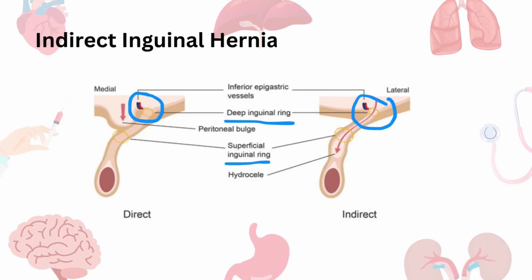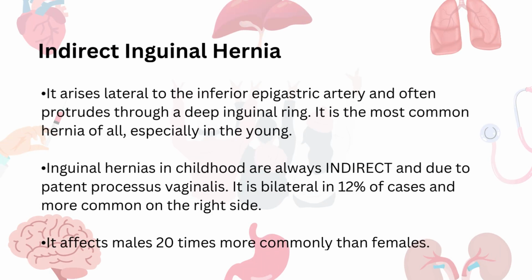So, what was the indirect inguinal hernia? Indirect inguinal hernia is the hernia which is located in the inguinal region and is lateral to the inferior epigastric artery, or you can say it is lateral to the Hesselbach's triangle, and often protrudes through the deep inguinal ring which is located laterally, and it is the most common hernia of all, especially very common in young adults.